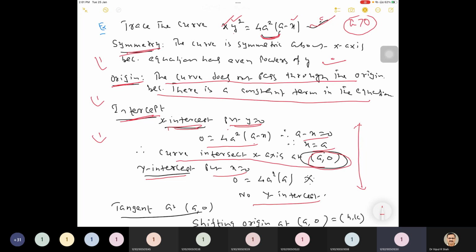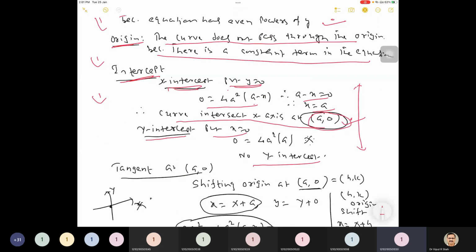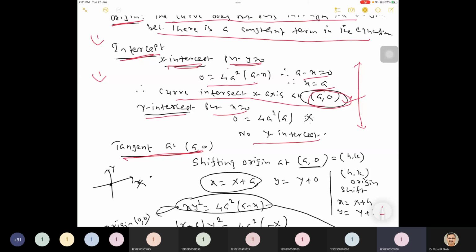Next, now what? See, there is a point here, a0. So we need to check the tangent at the point a0, because there is an intercept. So we need to check the tangent at the intercept point also. Now what we are doing? Suppose a0 is here. So we are shifting our origin to this point. આ પોઈન્ટે આપણું origin ને shift કરી દઈએ છીએ. This origin is shifted to this point. That is known as shifting origin at a0.